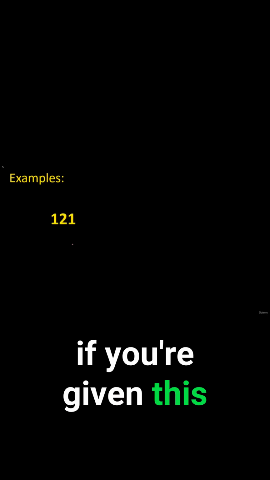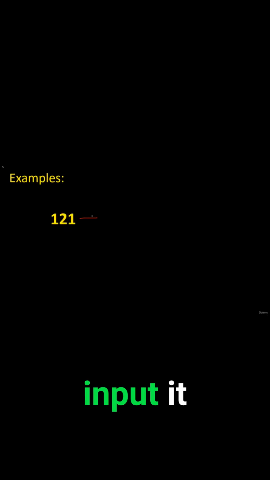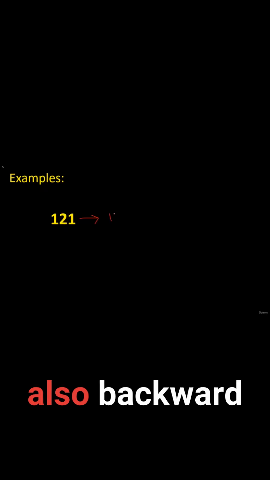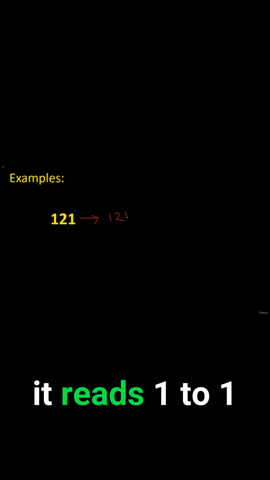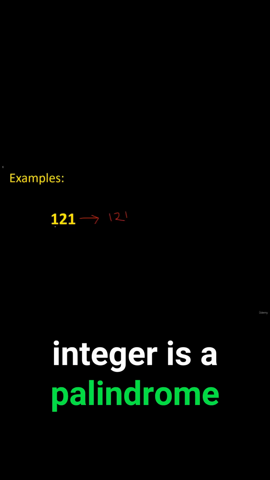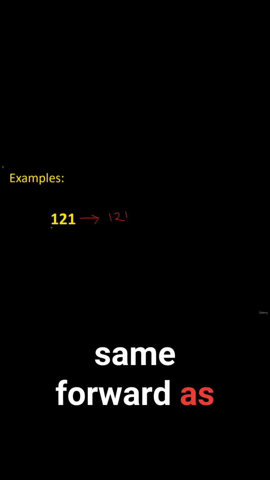If you are given this particular integer as input, it reads forward 1 2 1 and also backward it reads 1 2 1. Here we see this integer is a palindrome because it reads the same forward as backward.